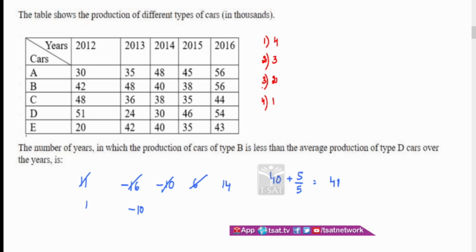So the average production of type D cards over the years is 41. Now the number of years in which the production of cards of type B is less than 41: here it is 42, no; 48, no; 40, it is less; 38, it is less. Therefore, in 2 years it is less than this. So I would say the answer is 2 here. Here I am using the assumed average, or else you can do the sum also, it's up to you.